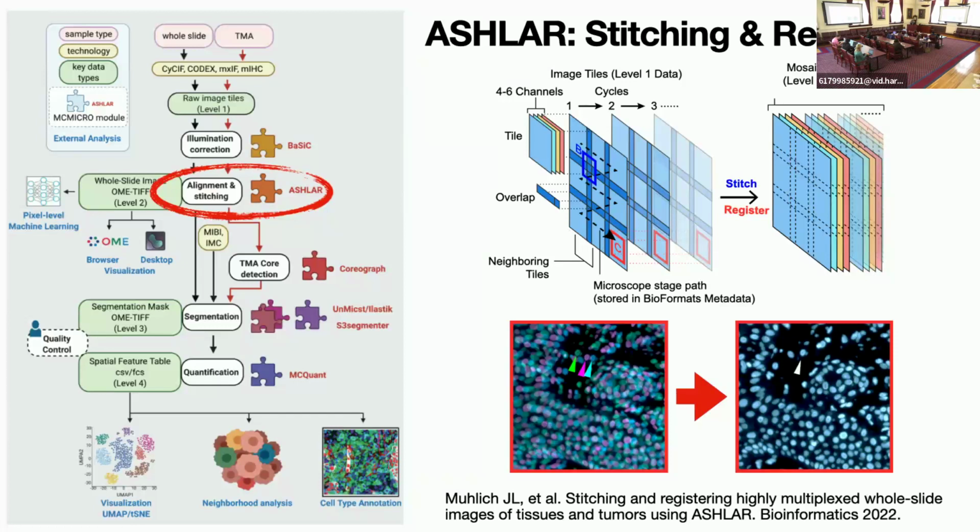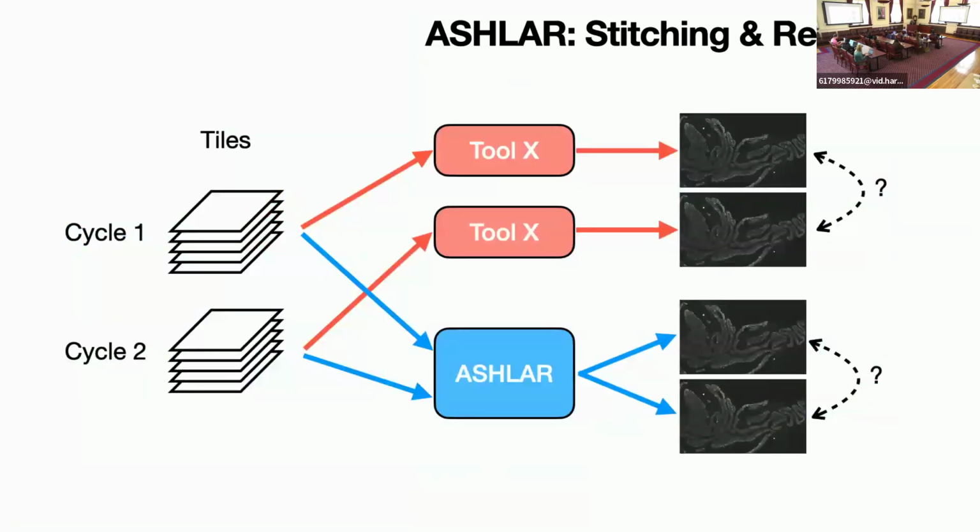the corresponding tile to its nearest neighbor in the first cycle. So this has the effect of controlling the error propagation through the stitching in the first cycle and through the registration to the other cycles. And it works very well. And I'll show some examples of that now.